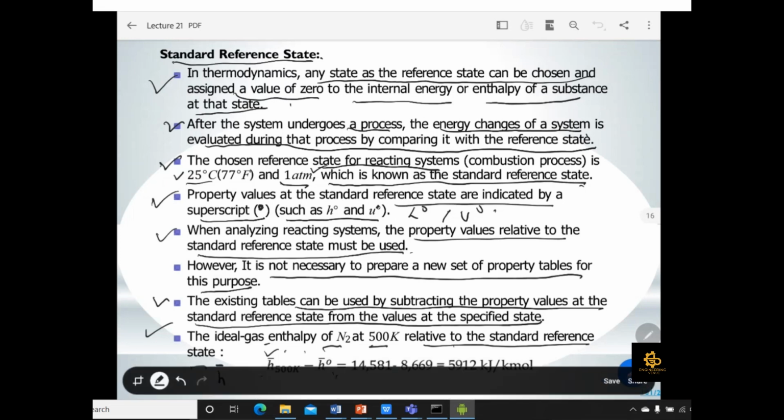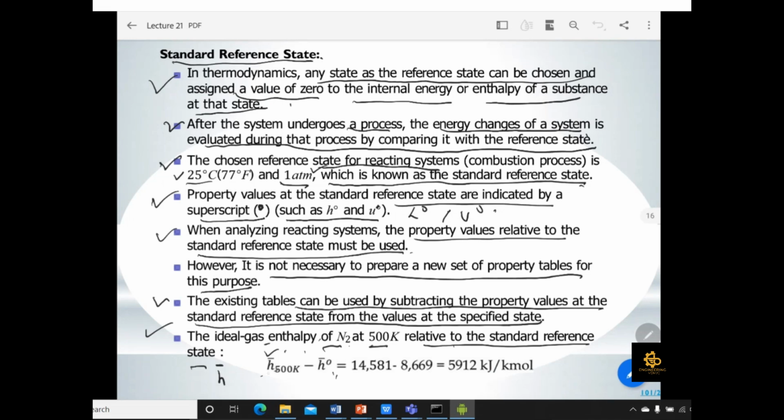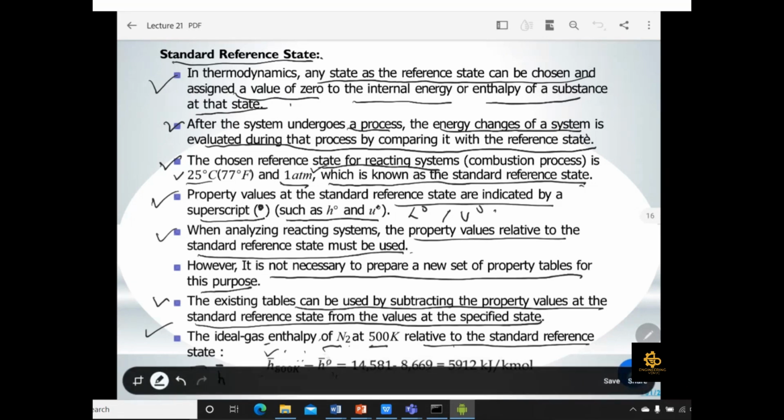Okay, if it is simple h, it means it is kilojoule per kg. Okay, for the enthalpy, here we have h bar at 500 Kelvin. So here the enthalpy is given minus h naught, the enthalpy at the reference state. The reference state is 1 atm and 25 degrees Celsius.